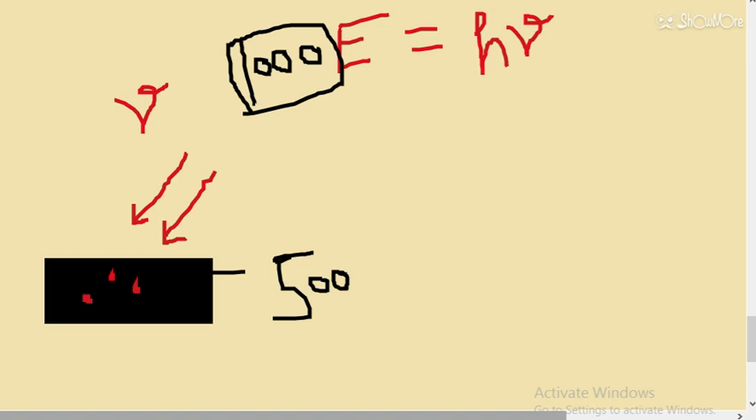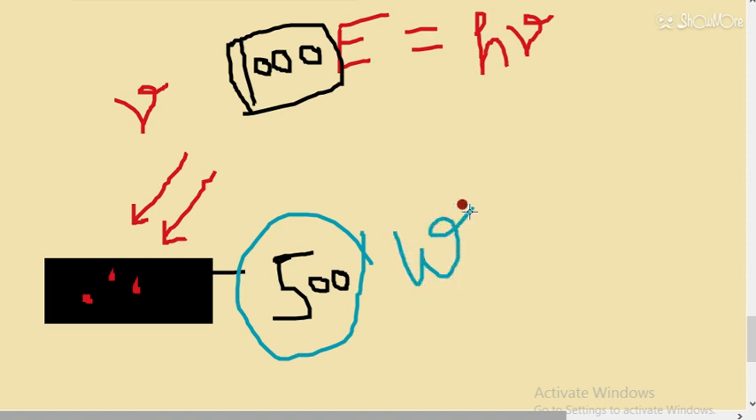The electrons from the outermost orbit will be ejected on the basis of the energy required, and this energy required to eject the electrons is called the work function. Students, please note down what the work function is: the minimum amount of energy required to eject the electrons from the outermost shell of a metal is called the work function.